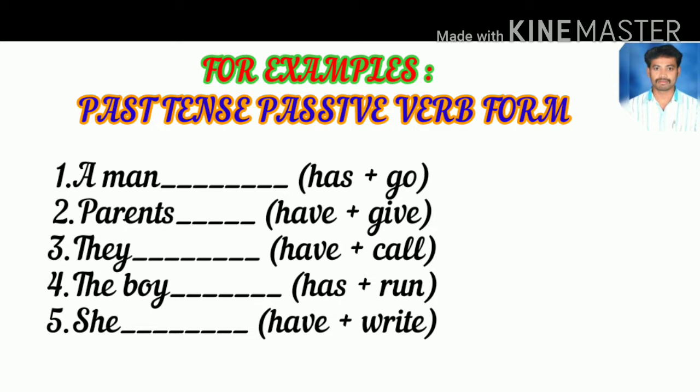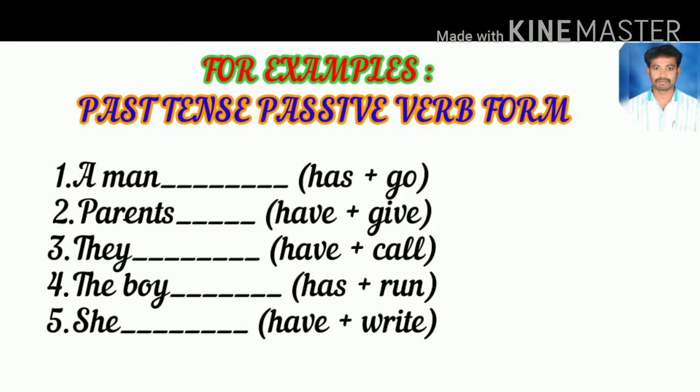Okay, so here has is there, we are going to change into had, and after that had we are going to write been, and then V1 changes into V3. So if you follow these rules, definitely you will get good marks. Okay, and then here the total answer is had been gone.